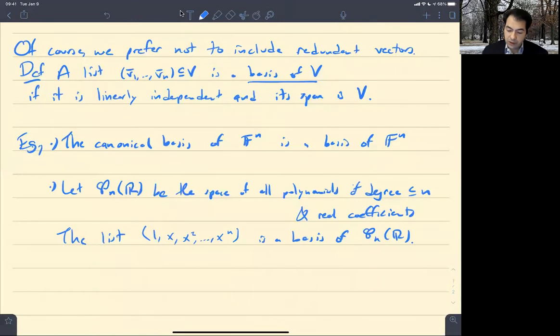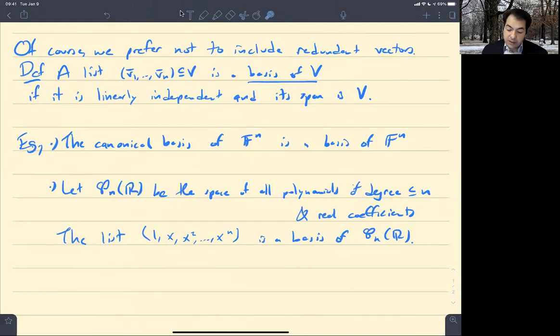Right, so in this case, that second part is very easy, right? To say that the span of this list is this set is to say that every polynomial of degree n can be written as a linear combination of these vectors, of these polynomials. But that's trivial because every polynomial of degree n can be written as a sum of multiples of these monomials.